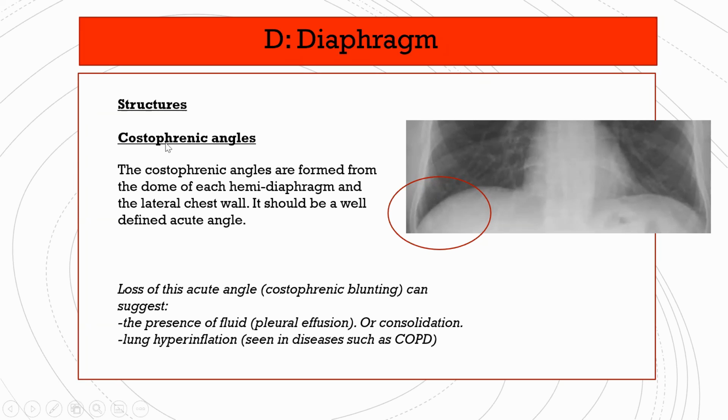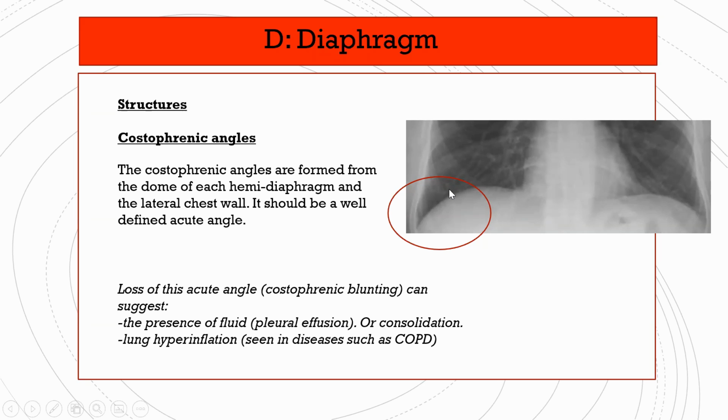We also need to look at the costophrenic angles. Costophrenic means the angle between the ribs, that's costo, right? And phrenic is the diaphragm. So the angle between the ribs and the diaphragm should be a very defined acute angle, okay? If you have loss of this acute angle, it's called costophrenic blunting, and it can mean that there's fluid, just a tiny bit of fluid. Imagine the fluid goes up to here. You would say, oh, this doesn't have an acute angle, what's going on? And actually it's just some fluid secretly seeping out, okay? So just keep an eye out for that.